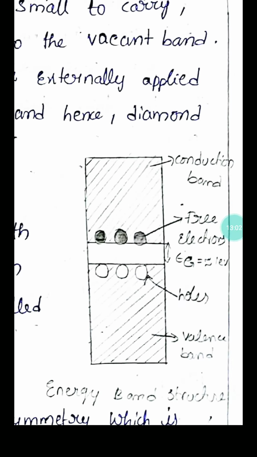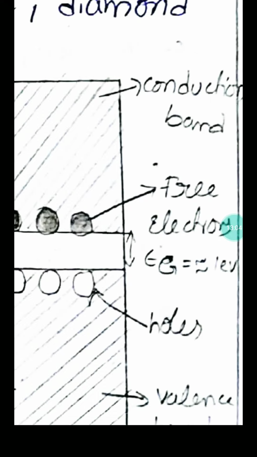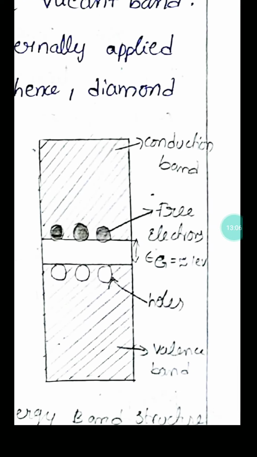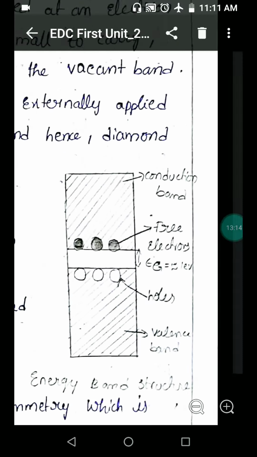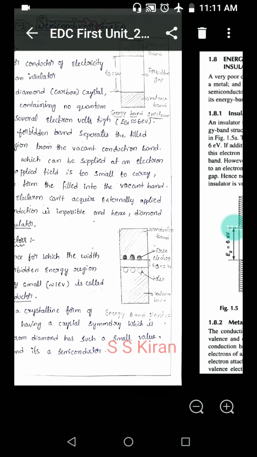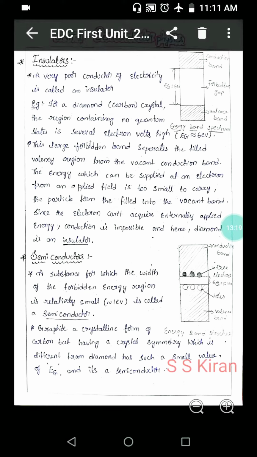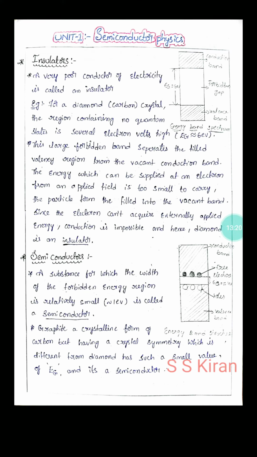The energy band gap Eg is equal to 1 eV, so it is somewhat easy to jump from here to here in semiconductors. This is the energy band diagram for semiconductors. Semiconductors are classified into 2 categories: intrinsic semiconductor and extrinsic semiconductor.